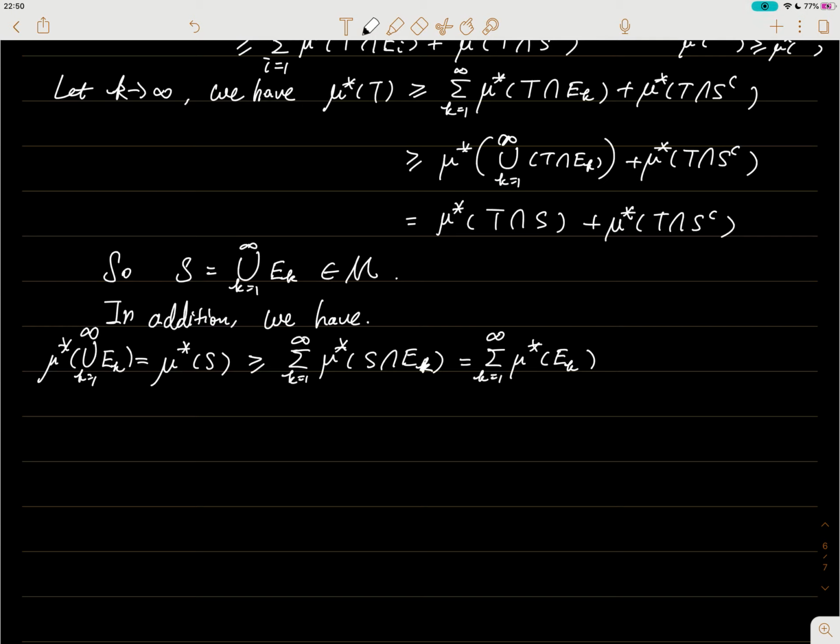Okay, this is how we show the countable additivity: if all those E_k's are mutually disjoint, then the outer measure of their union is just equal to the sum of their own outer measures. Okay, so this is ideal. This is actually our original motivation. We said that the outer measure itself is not necessarily countably additive, but now, as long as we restrict ourselves to the measurable sets defined earlier, then this mu star, the outer measure, will be countably additive.